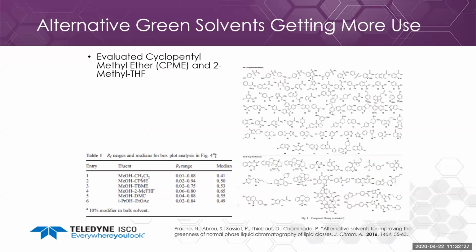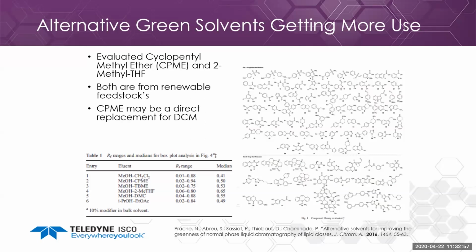Another group of compounds that are starting to see more use, and this is a little bit more novel, is cyclopentyl methyl ether and 2-methyl THF. These are some common newer solvents, alternative solvents that are considered greener for normal phase or for liquid chromatography. The unique thing about them is that they're both from renewable feedstocks, so they're sustainable, and the cyclopentyl methyl ether may actually be a direct replacement for DCM.